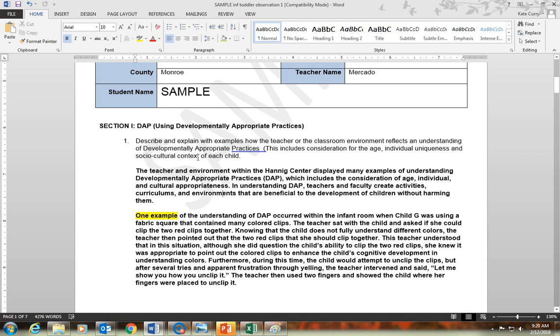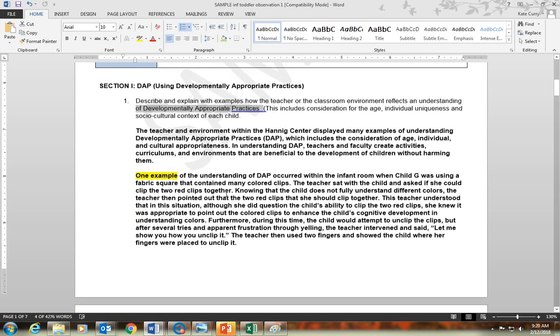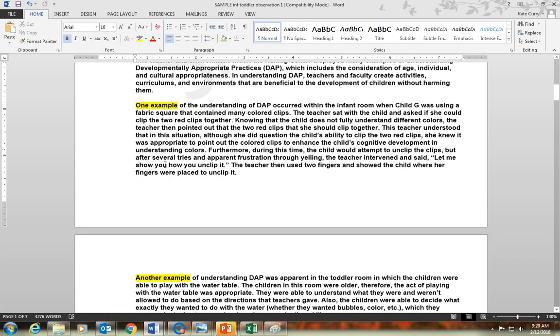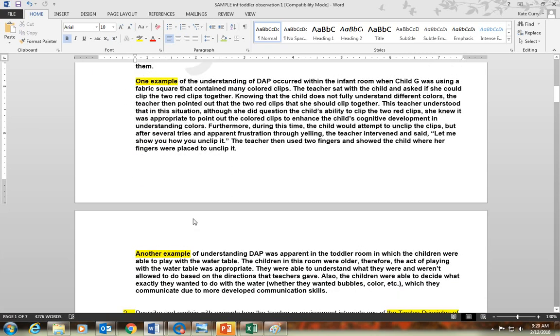So always start with, if the question is about developmentally appropriate practice, then talk about a little bit about what that means, and then give two examples. Two examples makes a much stronger paper because it gives me a chance to see that you really get it on a deeper level than just guessing. So I always encourage two examples.